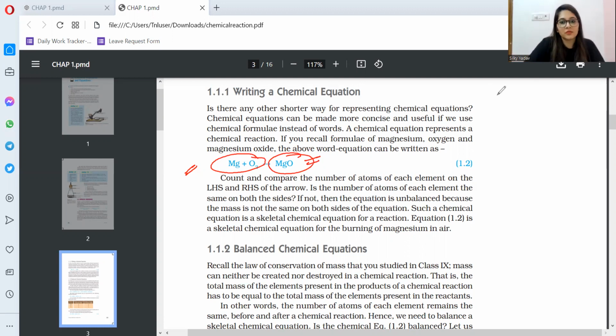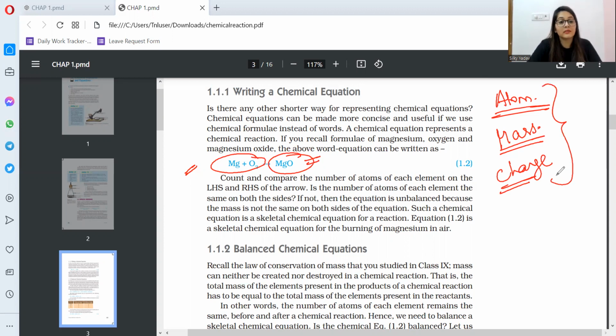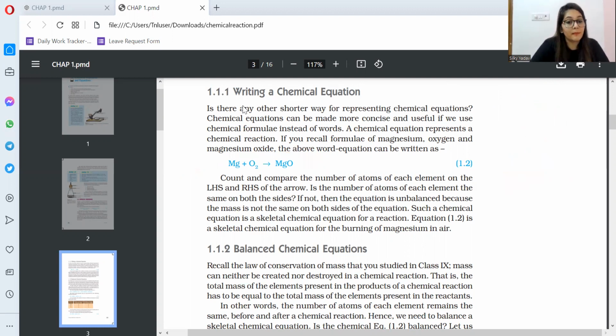And not just the atoms. The atoms should be balanced on both sides. Their masses should also be balanced on both sides. And the charges on the reactant side and the product side should also be balanced. Only then we say that yes, a chemical reaction is totally balanced, right?